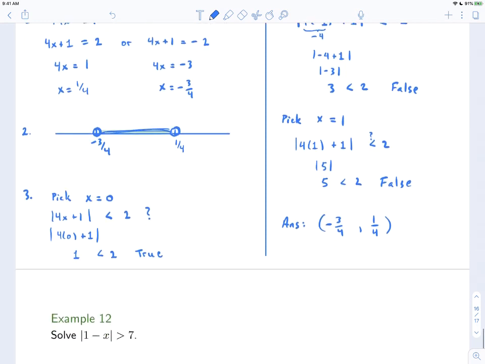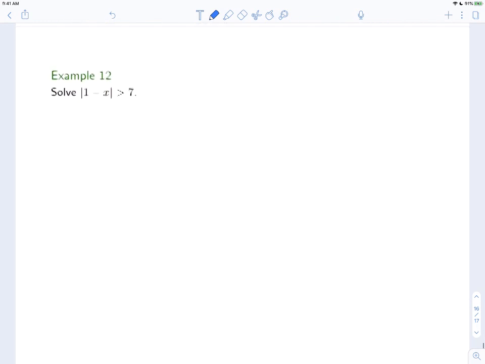All right, let's do another example. Here we go. The absolute value of 1 minus x, that quantity 1 minus x, the absolute value greater than 7. So we do this in exactly the same way. So you start by replacing inequality with equality. No, we're replacing inequality with equality, like so.